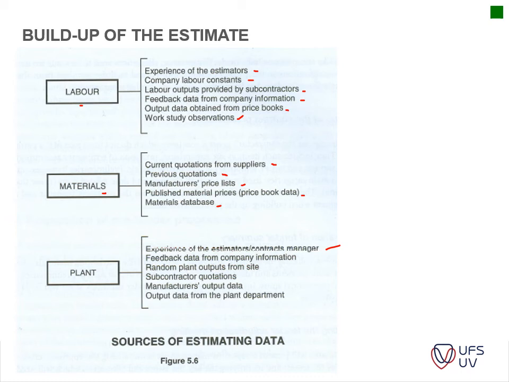So feedback data from your company information, random plant outputs from site. You look at what the plant can actually produce, how many cubic meters can be excavated by this excavator with this operator working on it. Then you've got your subcontractor quotations that will also assist with that, and manufacturer output data from plant material. Your schedule is very important for your plant calculation, because again your plant is divided into a rate per hour or so, which is then converted and compared to your schedule on how long you will need that specific excavator on your site.